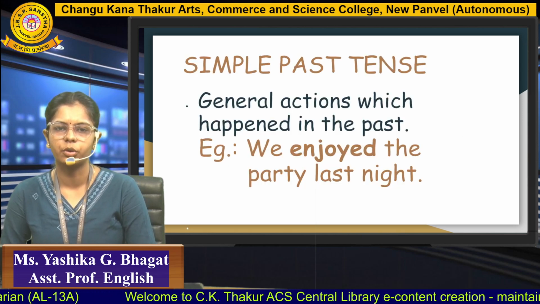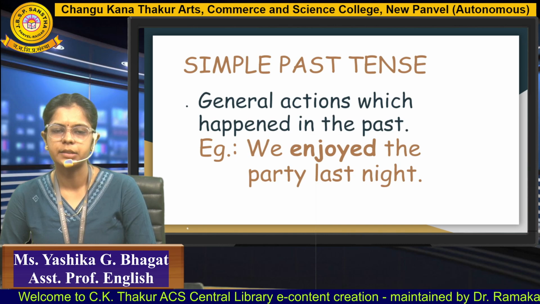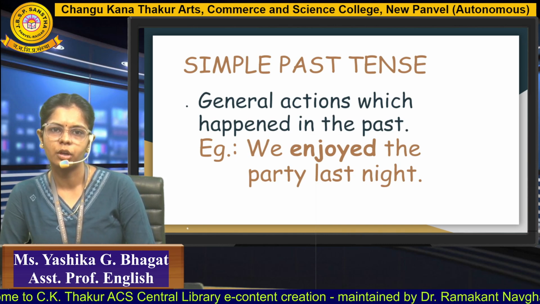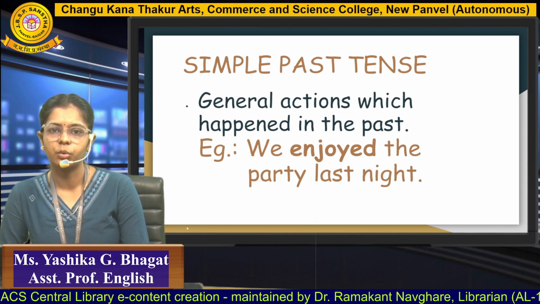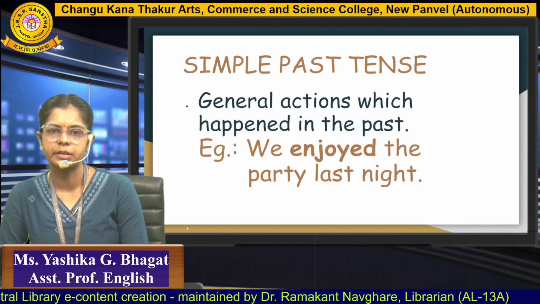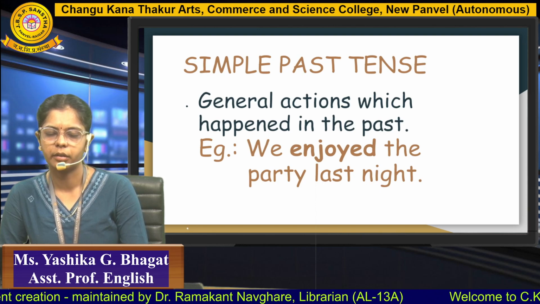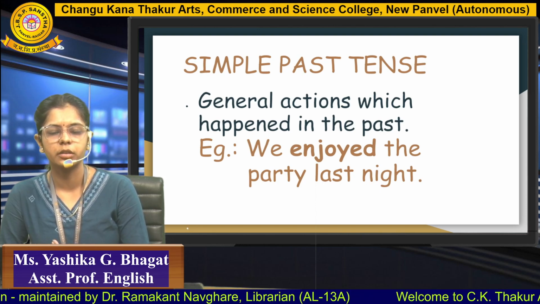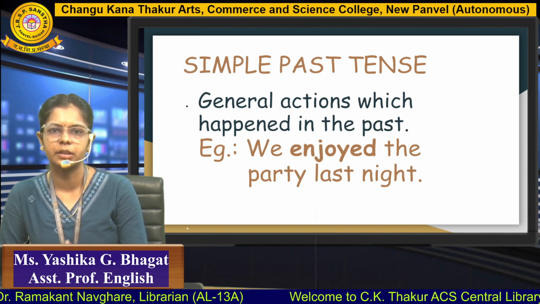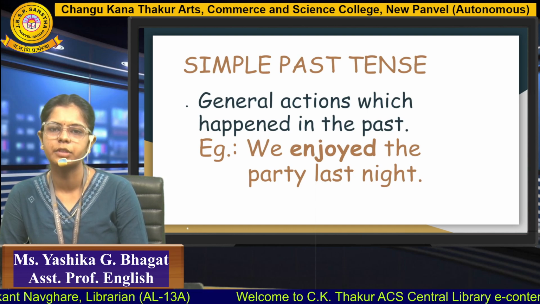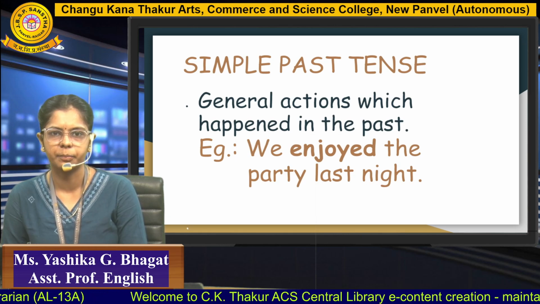So, the first tense for today is the simple past tense. If we look at the definition of simple past tense, when exactly are we supposed to say that a sentence is in the simple past tense? Whenever we are referring to any actions which have taken place in the past, irrespective of the period, it may be 2 days prior, it may be 4 months prior, or years ago, but any action which has simply taken place in the past will go under the category of simple past tense. For example, we enjoyed the party last night.